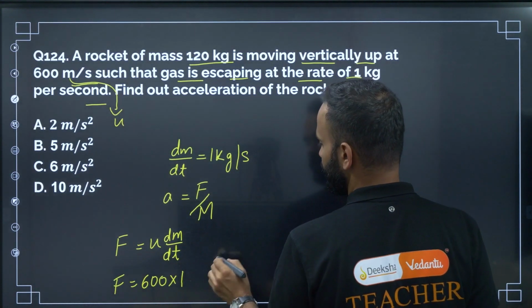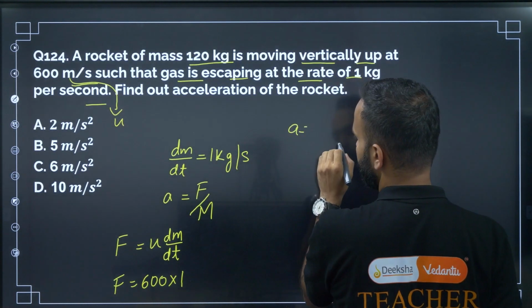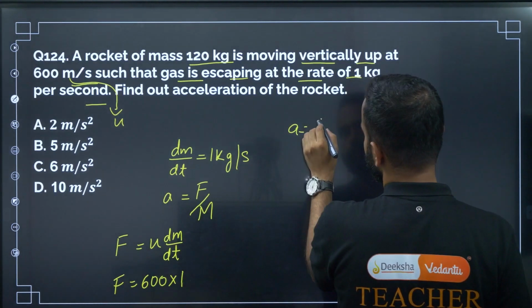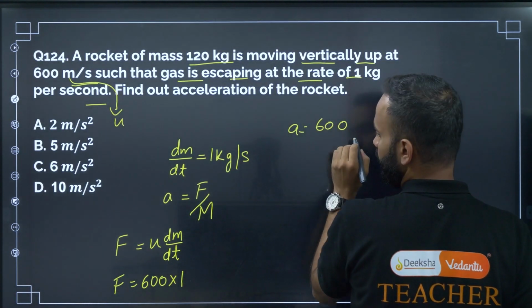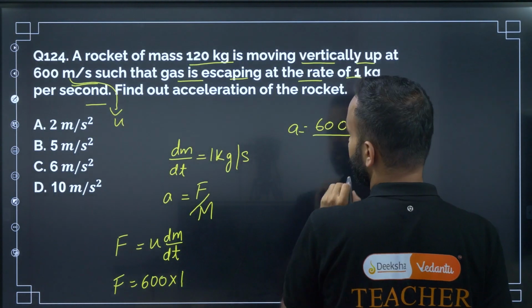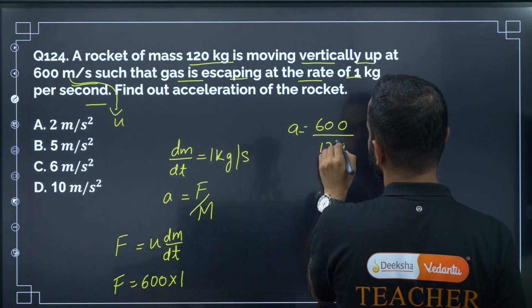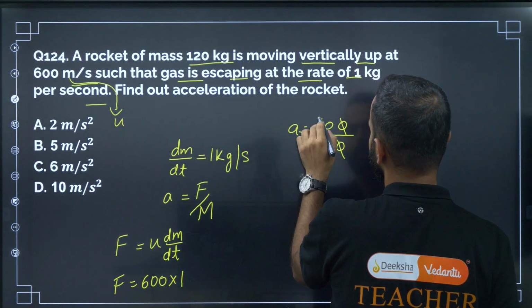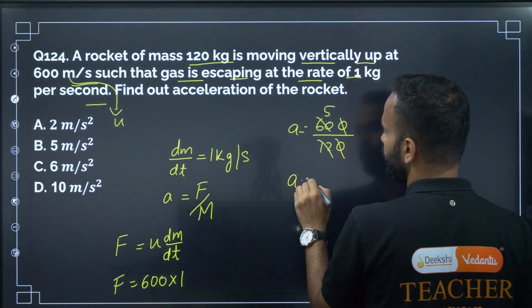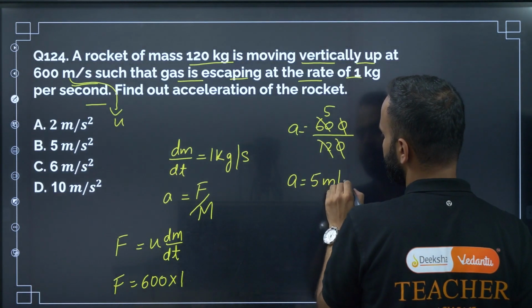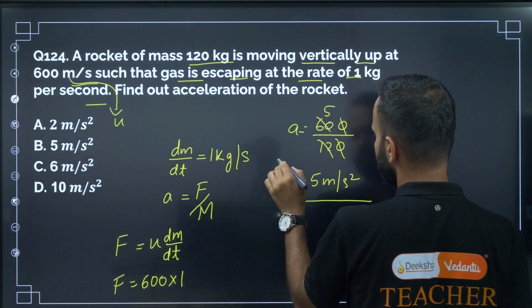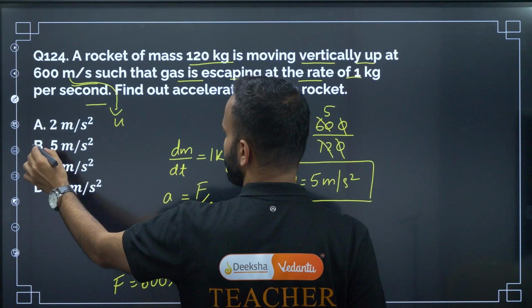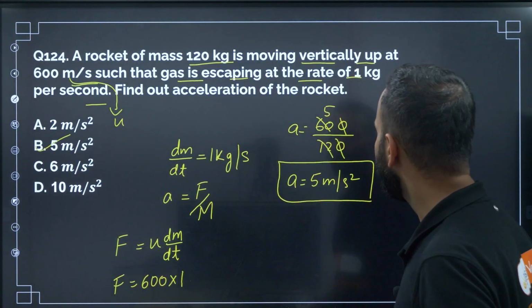Now the acceleration A is equal to F, which is 600, divided by m, which is 120. So the zeros will get cancelled, 12 5s are 60. So A is equal to 5 meter per second square. So the correct option is B. This is the acceleration of the rocket.